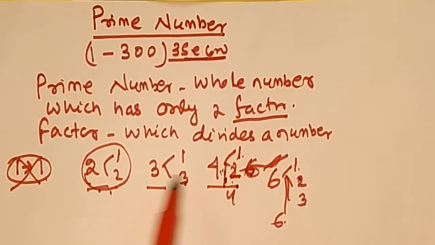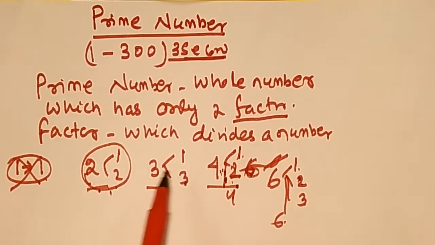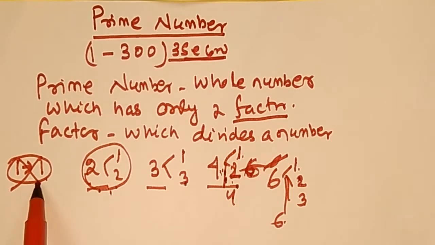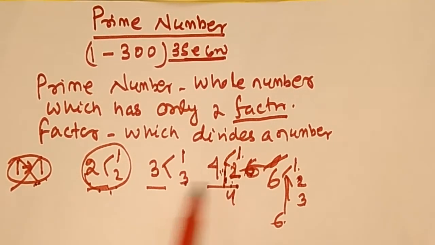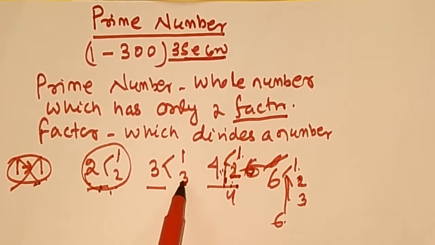So I think you are clear on what a prime number is. A number with only 2 factors is a prime number. 1 is not a prime because it has only one factor. It is a unique number. This is composite. This is prime. Okay, the concept is clear. What is a prime number?